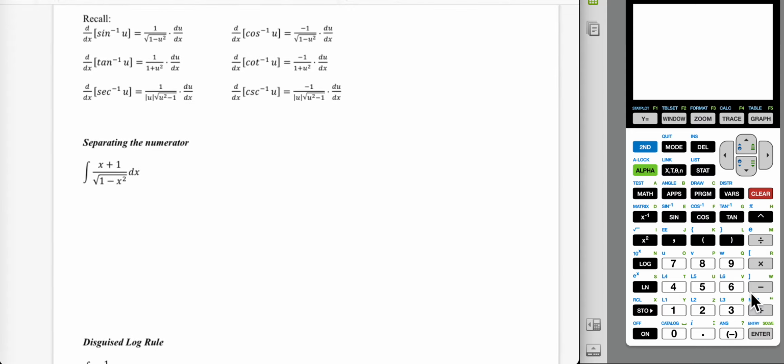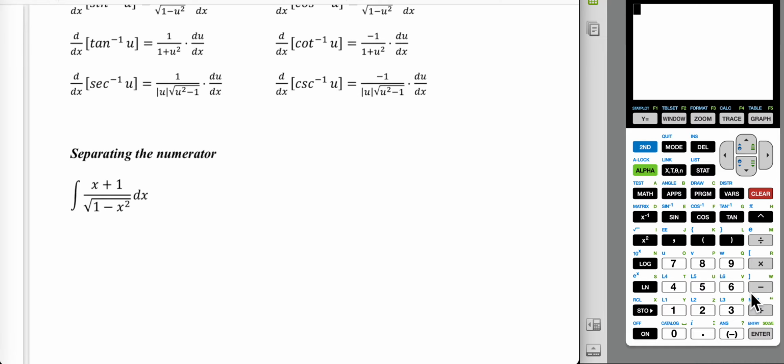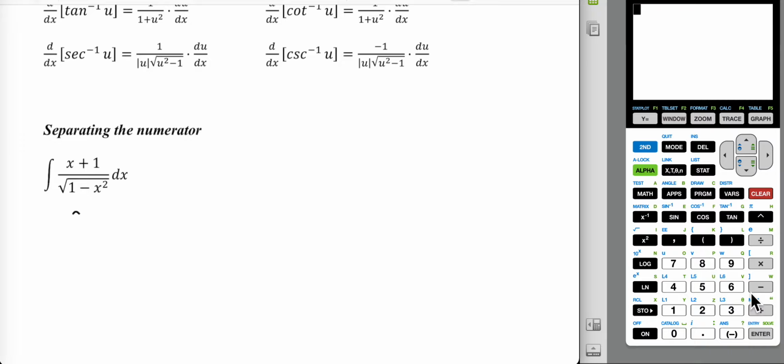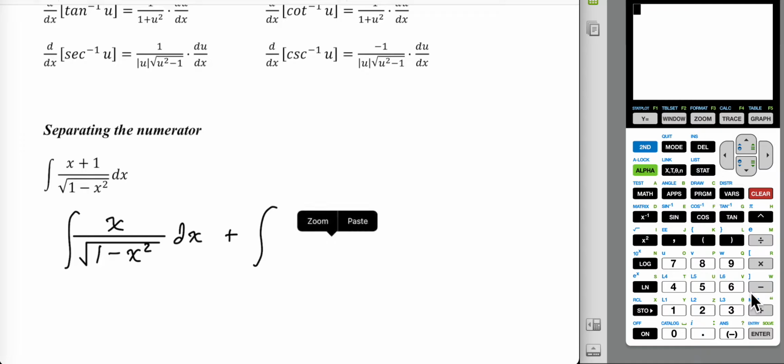p62, a couple more examples here. One's called separating the numerator, which I think is pretty self-explanatory. So, first step, separate the numerator. All right, so once you do that, you're on your own.